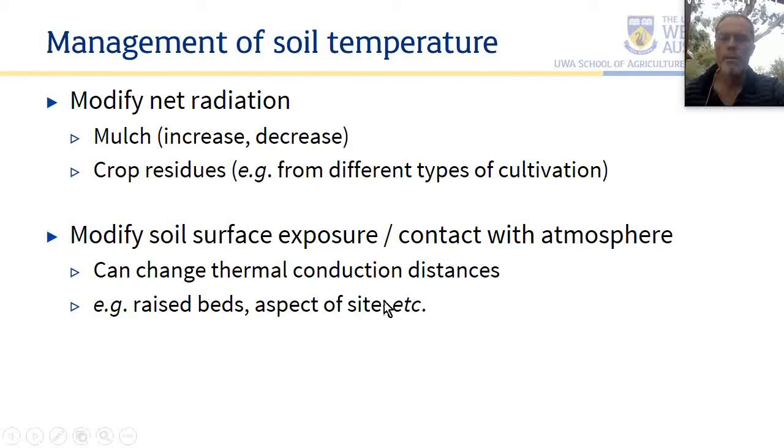Aspect of site, I won't show you an example for that, but for example, it's quite common to have vineyards, even in somewhere like Western Australia, on north-facing slopes. So that's partly to give the vines more light, but it would also affect soil temperature as well.